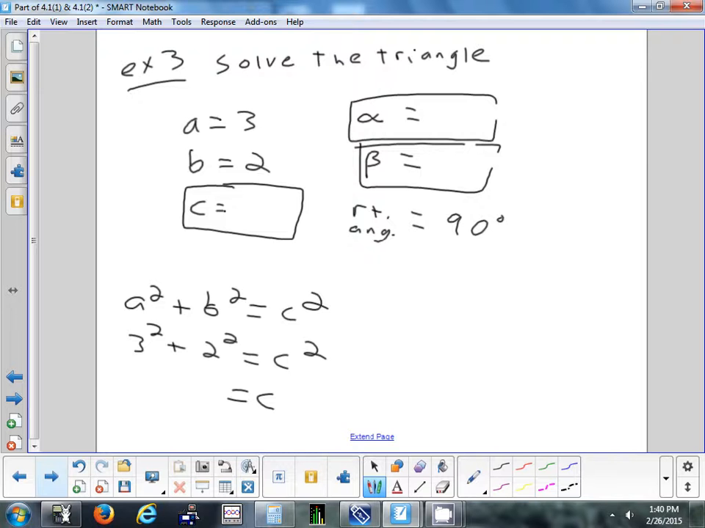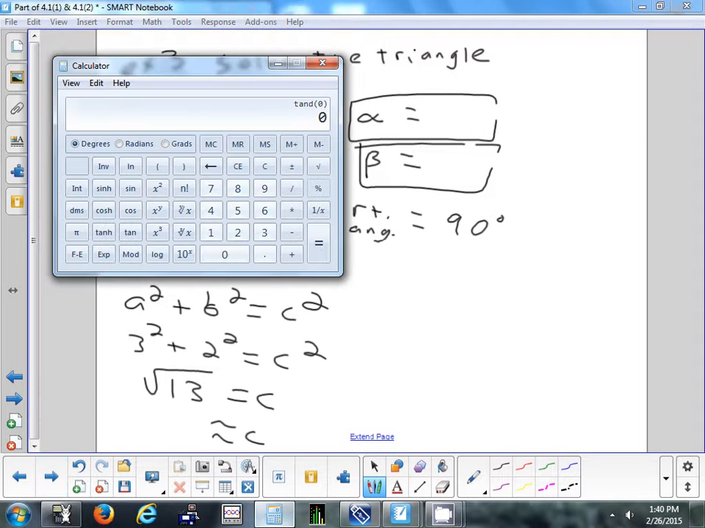3 squared is 9, 2 squared is 4. 9 and 4 gives me how much? 13. And my last step to get rid of squaring is to square root both sides. Okay, you could leave it as an exact answer. I think the book is going to round it most of the time in this section. So let's do it the way they're going to do it. 3.606.